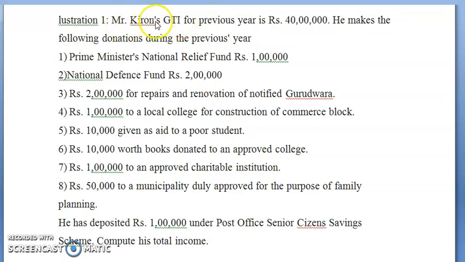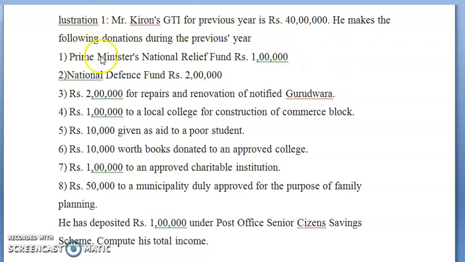A person's GTI for the previous year is 40 lakhs. He makes the following donations during the previous year. So directly donations are given, and it is all about donations. We are supposed to calculate the amount of his total income, on which tax will be levied. Other than 80G, if any other items are there, those we are also supposed to consider.